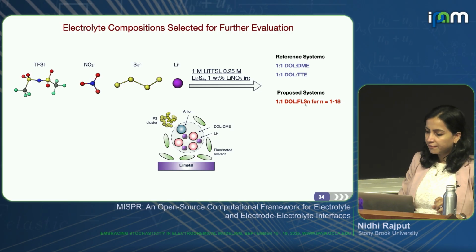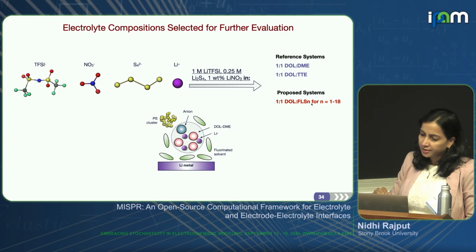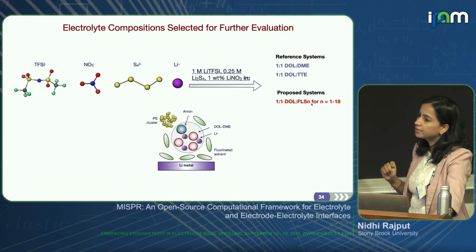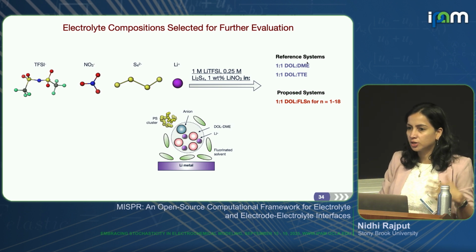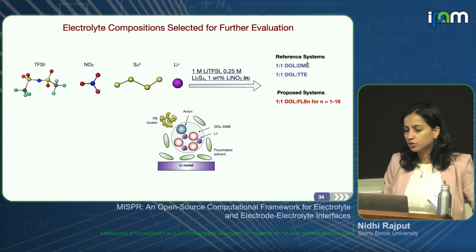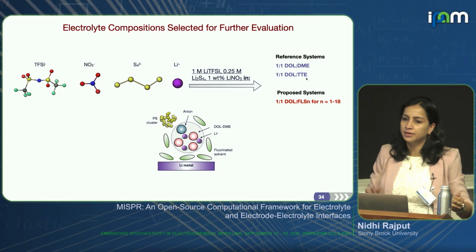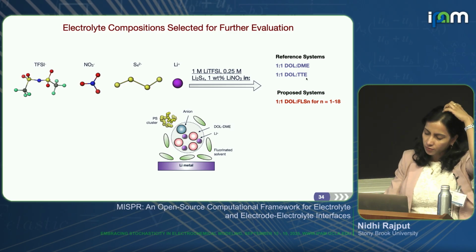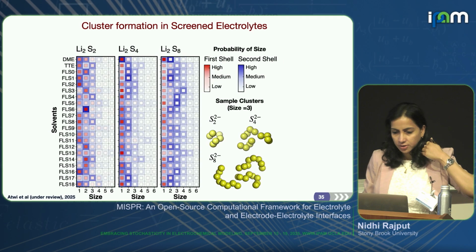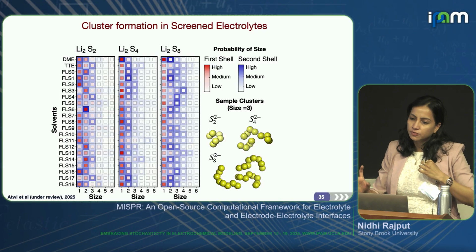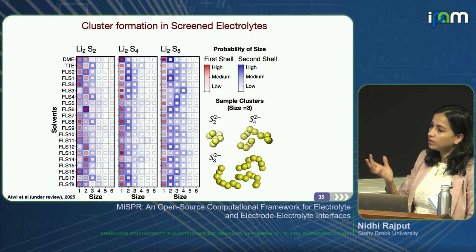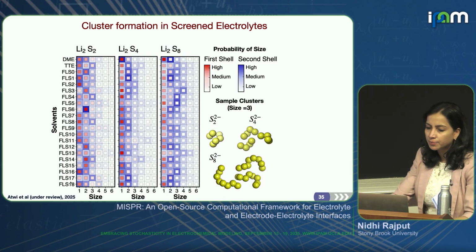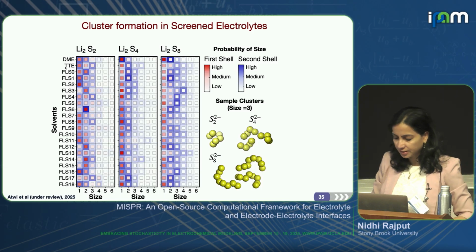The FLSN are the newly proposed 18 fluorinated solvents, and we compared the performance of these fluorinated solvents with reference systems, which are the state-of-the-art solvent mixtures used in the literature: the ether solvent mixture, and DOL-TTE, which is the state-of-the-art fluorinated solvent mixture. Looking at the cluster analysis for the first and the second solvation shell, FLS0 to FLS18 are the newly proposed fluorinated systems, and we compared the performance with DME and TTE.